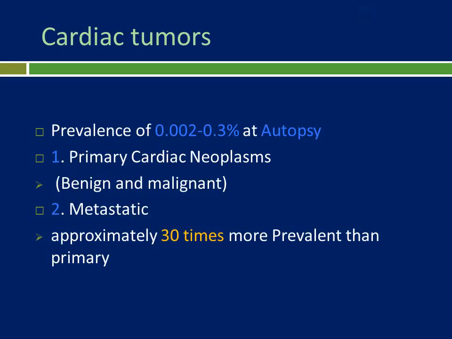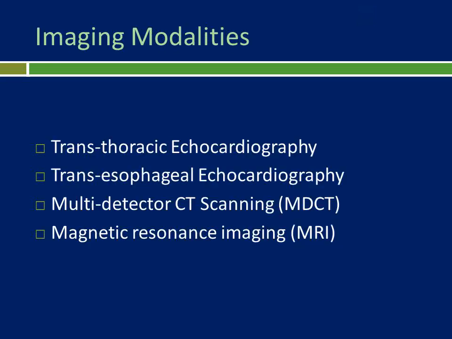Cardiac tumors have a prevalence of 0.002 to 0.3% at autopsy. One, primary cardiac neoplasms, benign and malignant. Two, metastatic, approximately 30 times more prevalent than primary. Imaging modalities: transthoracic echocardiography, transesophageal echocardiography, multi-detector CT scanning, MDCT, and magnetic resonance imaging, MRI.